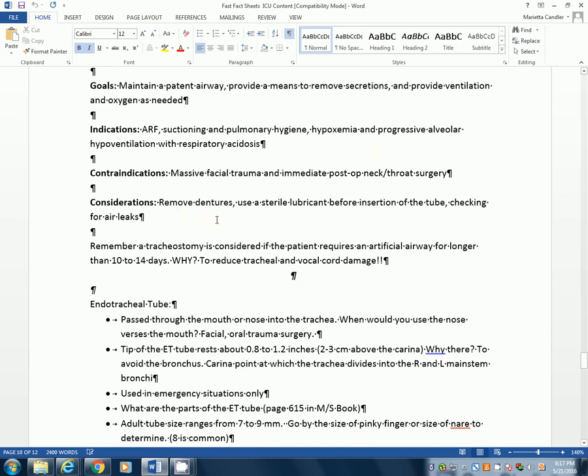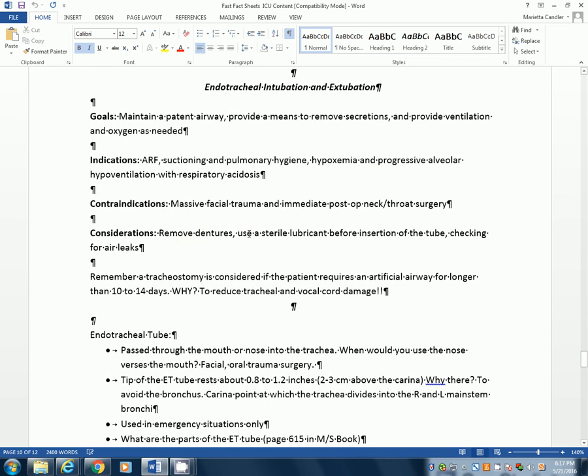Remove their dentures. So if they've got dentures, you want to make sure that dentures are removed. Now, nurses do not intubate unless you're ACLS certified or better. So most of the time at the ADN level, you're not going to be performing a lot of endotracheal intubations. You will be assisting with them, and taking care of them, which is what we need to make sure that you understand. But they're going to remove the dentures, they're going to put on a lubricant, and they're going to check for air leaks.